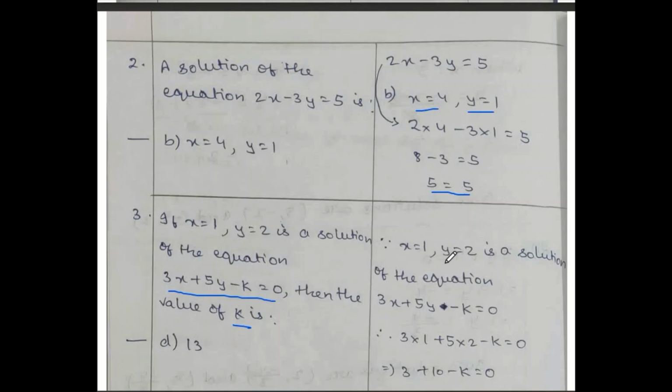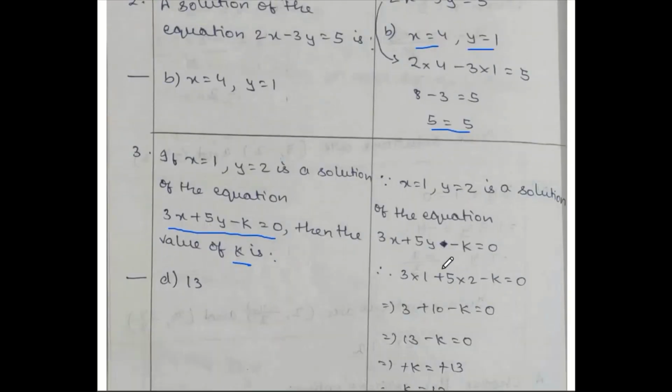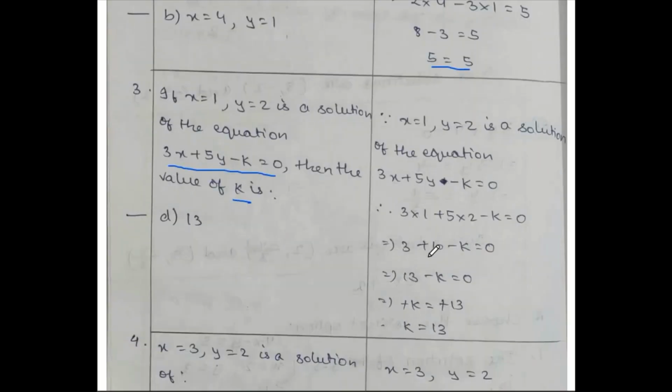Since x equal to 1 and y equal to 2 is the solution of this equation, in place of x you put 1, y you put 2. 3 1s are 3, 5 2s are 10, so 13 minus k equals 0, so minus k equal to minus 13, both sides minus cut, k is coming out 13. So right option is D, 13.